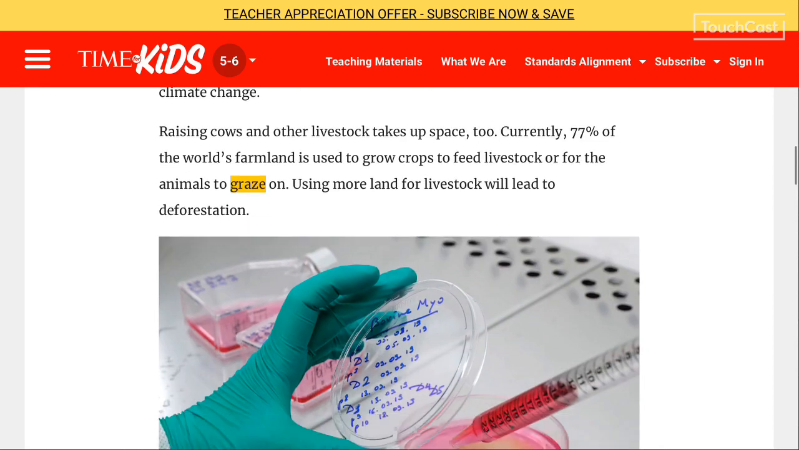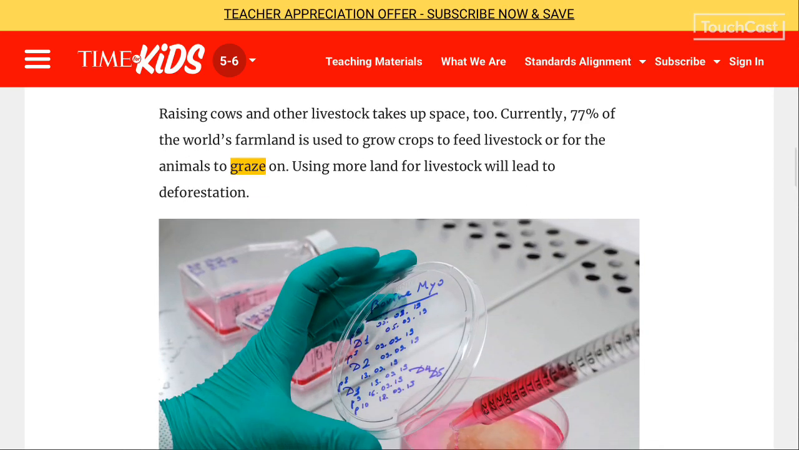Raising cows and other livestock takes up space too. Currently, 77% of the world's farmland is used to grow crops to feed livestock, or for the animals to graze on. Using more land for livestock will lead to deforestation. Now, that's something else I might add about challenges, is 77% of the world's farmland is used to grow crops.